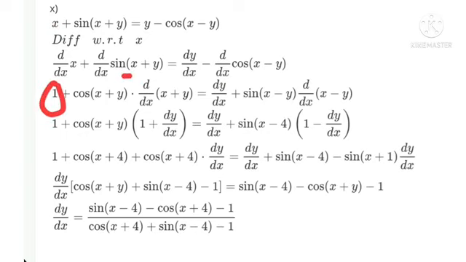Derivative of sin is cos(x plus y) into again the derivative of x plus y. dy by dx as it is, derivative of cos is minus sin(x minus y) into again the derivative of x minus y. So we get 1 as it is, cos(x plus y) as it is. Here derivative of x is 1 and derivative of y is dy by dx. dy by dx as it is, sin(x minus y) as it is, derivative of x is 1 and derivative of y is dy by dx.